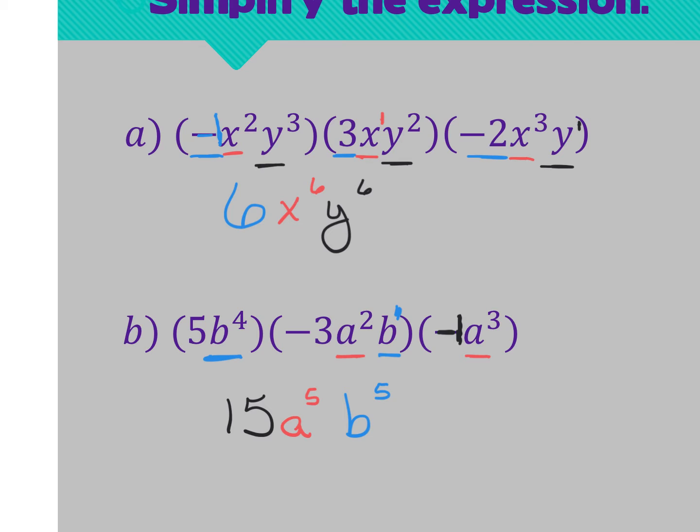Now, another thing you can always do, if you're multiplying a bunch of integers, a shortcut way to determine if your final answer is going to be positive or negative: if you have an even number of negative signs, your answer is always positive. If you have an odd number of negative signs, it would make the answer negative.